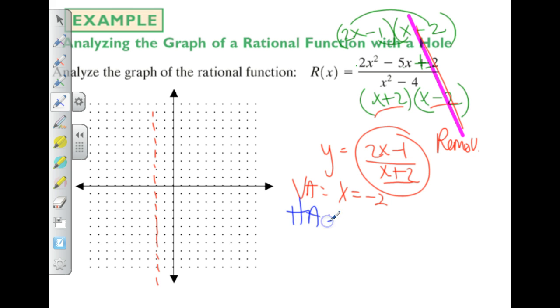The horizontal asymptote: the degree of the numerator is a 1, the degree of the denominator is a 1, so I'm going to do my coefficients, a over b. And in this case, I think I'm going to end up with y equals 2, because it's 2 divided by 1.